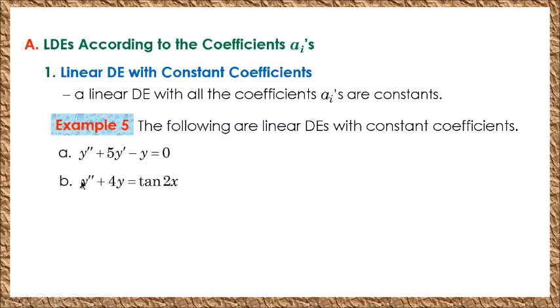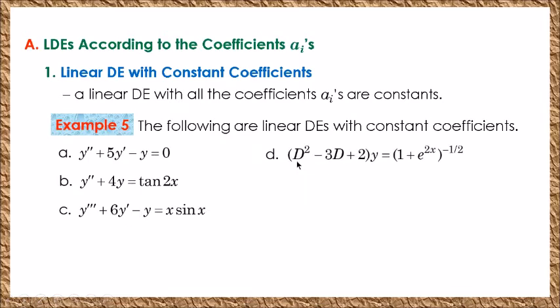So constant, 1 here, 4. So we don't care about the right-hand side because this is r of x. Our reference is the a sub i's. 1, 6, negative 1. So here in letter D, 1, negative 3, positive 2 as the coefficients of the derivatives and the dependent variable y.